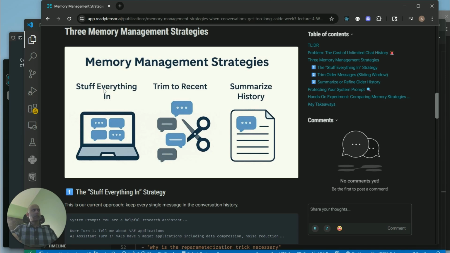So the default is stuff everything in. As a user interacts with a chatbot, they ask a question, there's a response, and as that continues over time, what we are doing is appending that history and adding it as context every time the LLM has to respond. So we are saying, here's the history, here's the new question, now respond to it. And you can see how that can scale badly over time if the conversation continues longer and longer.